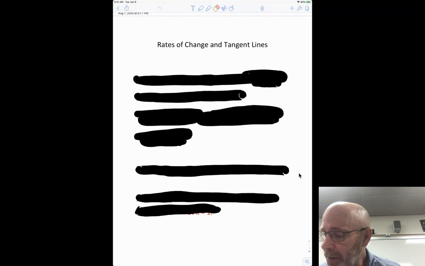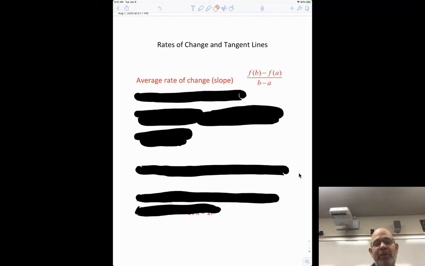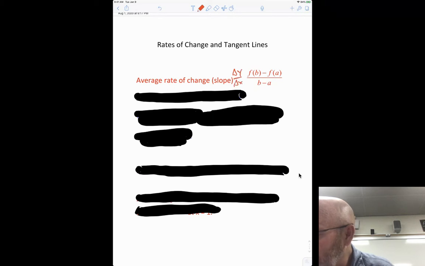So we're going to go back to average rate of change, which I showed you in the first section. Average rate of change is just the change in y. Or we can think about it this way: change in y over the change in x. There are all sorts of different ways you can notate that. f of x plus h minus f of x over h, and so on.